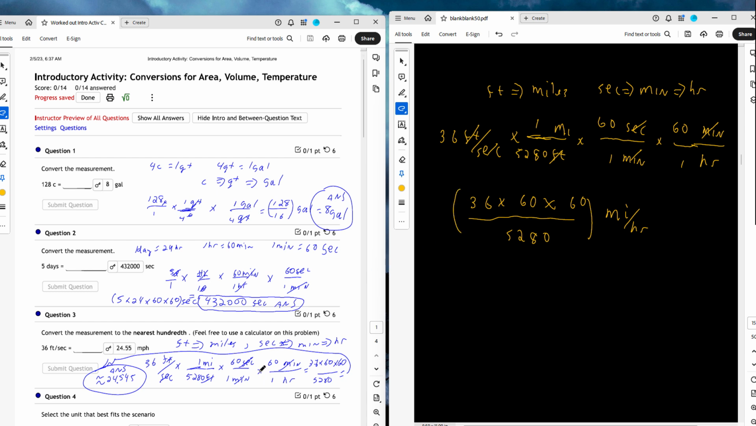Okay. So you can see that 36 times 60 times 60 divided by 5,280 gives me 24.545. And that's my answer there. And this was problem number 3.